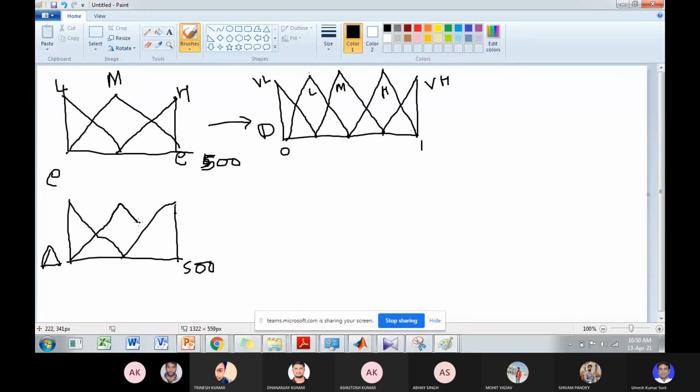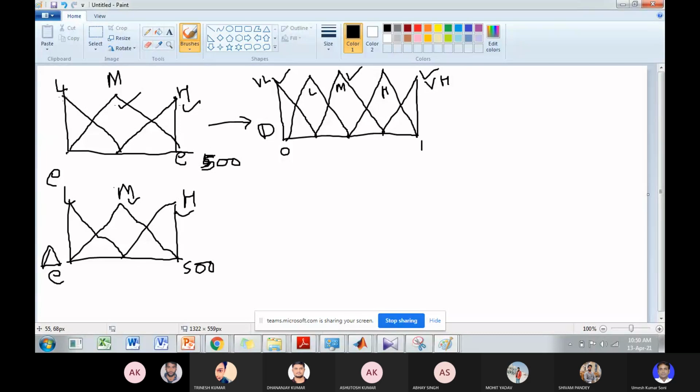So you have medium, this is high, this is low. Okay, so this is the change in the error. So whenever there is a low and low, then the output will be very low. Whenever there will be medium and medium, then the output will be medium. And whenever there is high and high, the output duty cycle is very high.